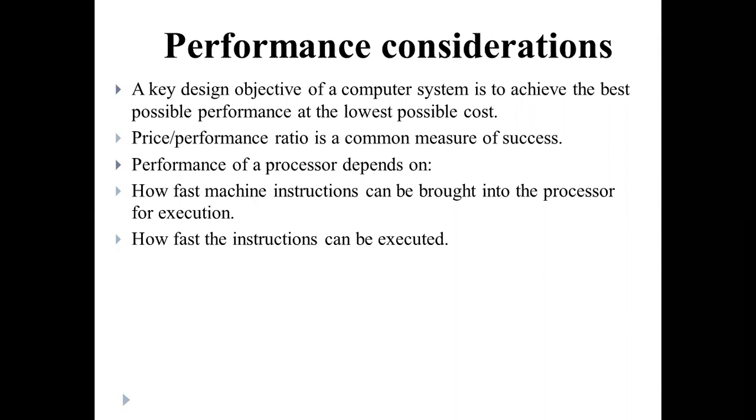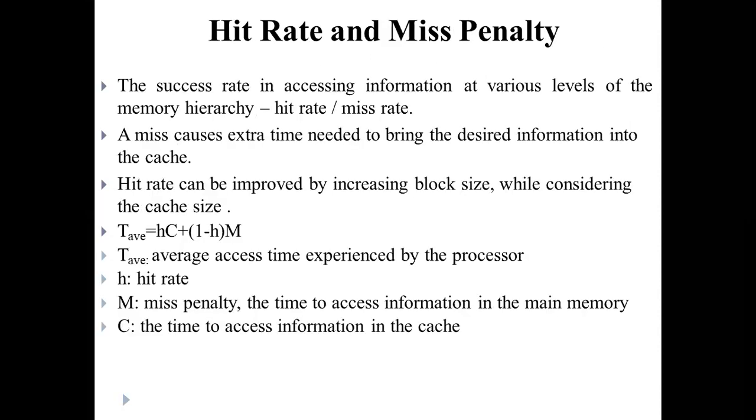Performance of a processor depends on how fast machine instructions can be brought into the processor for execution, and how fast the instructions can be executed. These are some terms I have told you already: hit rate and miss rate, or simply miss penalty. The success rate in accessing information at various levels of the memory hierarchy can be calculated with the hit rate or the miss rate. Simply, we can say whether a hit or a miss will be there.